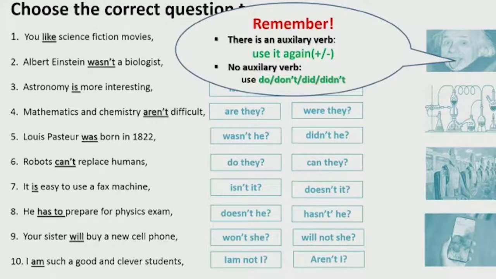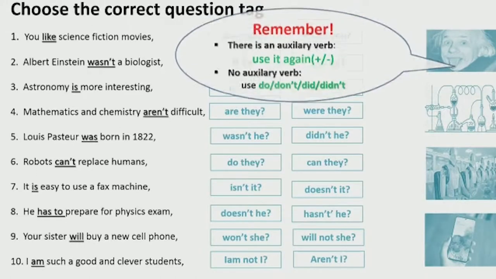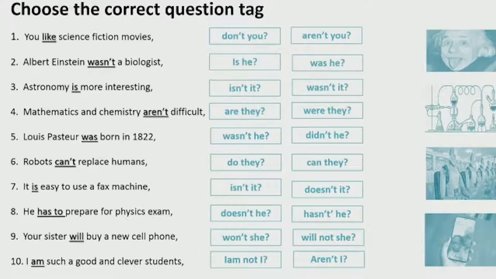No auxiliary verb, we use do, don't, did, didn't. It depends. So let me help you with the first sentence. You see, you like. Do we have an auxiliary or we don't have an auxiliary? We don't have an auxiliary, so we must use do, don't, did or didn't. So, take a minute to do this.